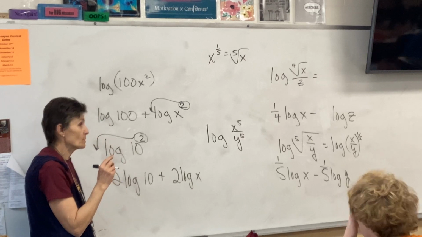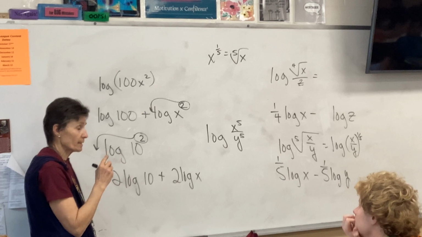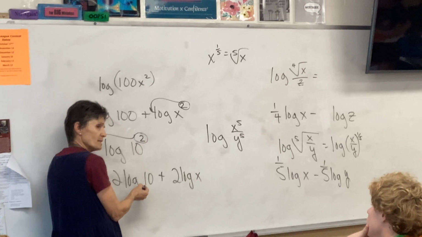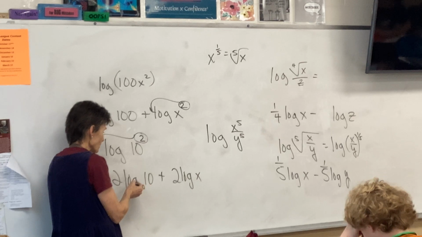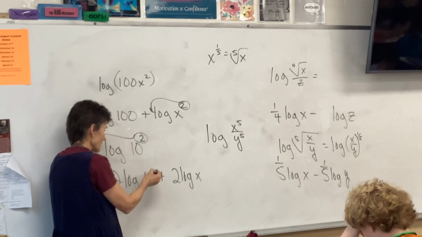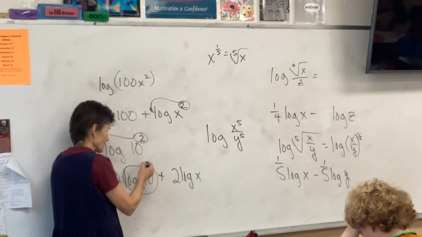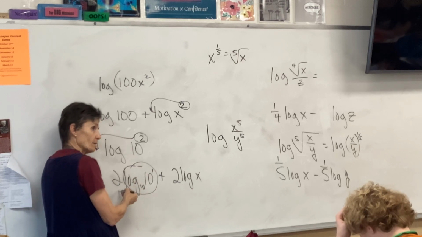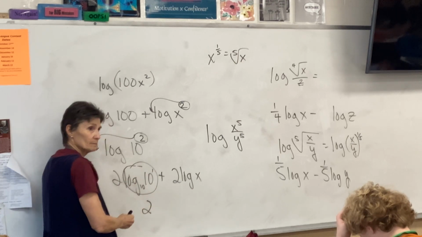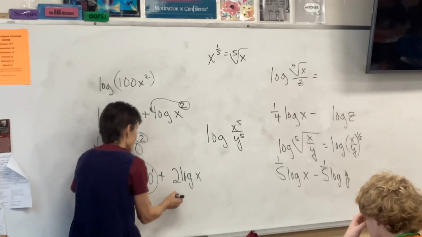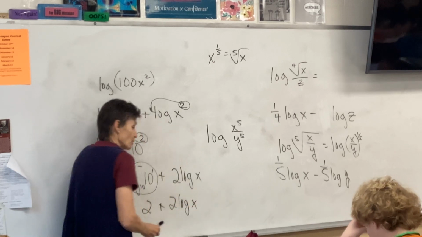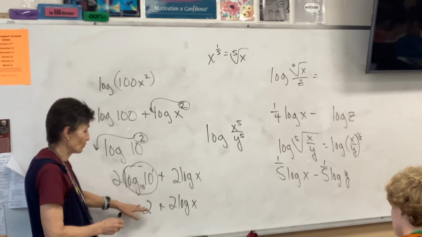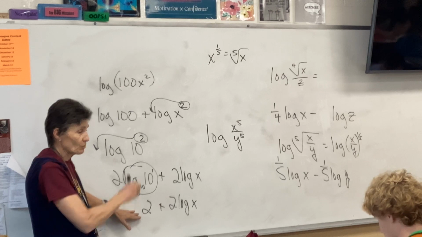But we're not done. This one's tricky. Tell me about the log of 10. What's the base on this? 10. What's the log base 10 of 10 to the first? What does that equal? Doesn't that just equal 1? So this whole thing isn't even a logarithm anymore. This whole thing is just 2 plus 2 log x. Tricky. That's an A student problem. If you picked up on that, you're an A. If you didn't, you're somewhere else.